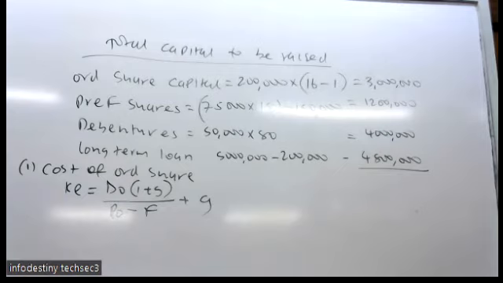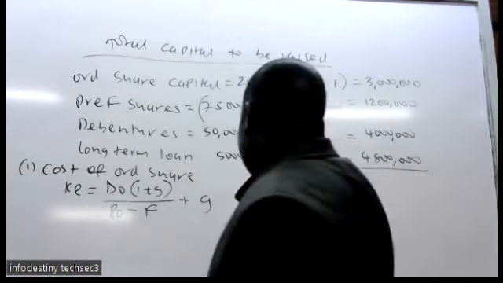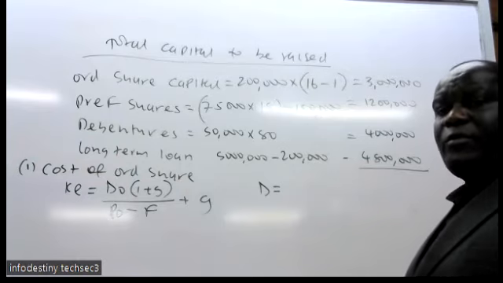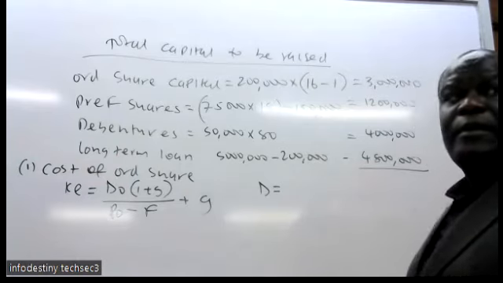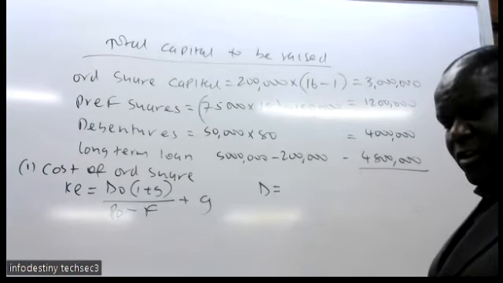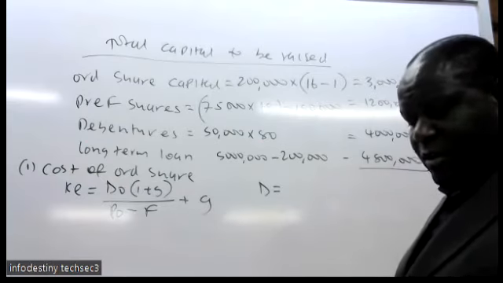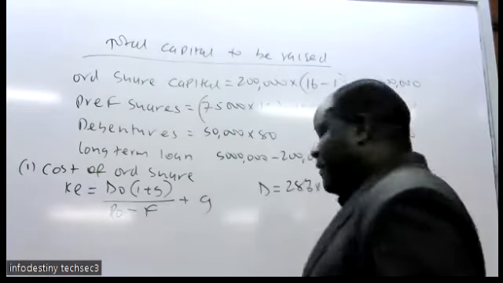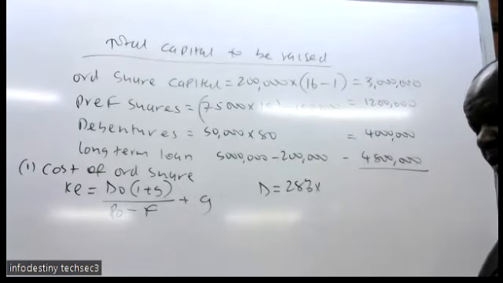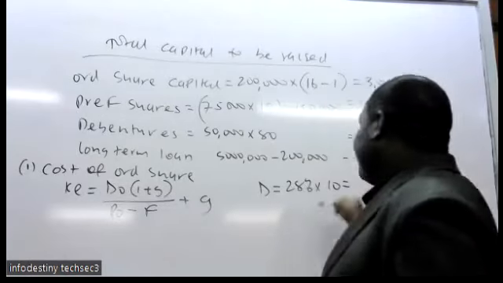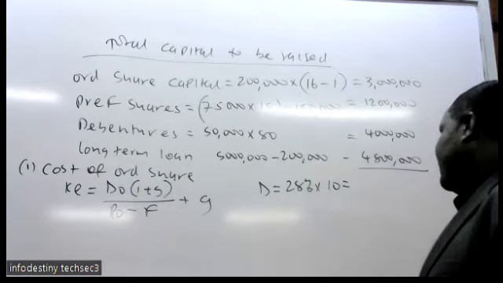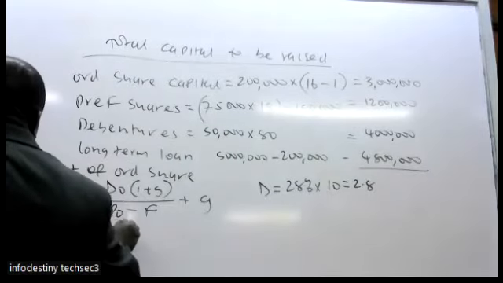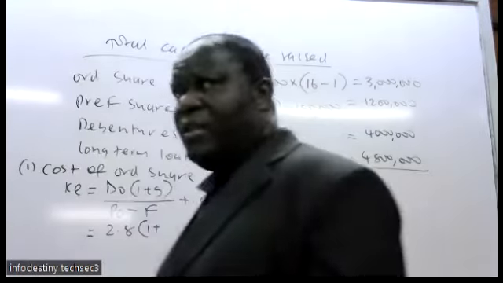To compute the dividend, the dividend is normally calculated on the par value. In the additional information, note 1, the company paid a dividend of 28% of the par value. The par value in note number 1 is how much? 10. So that gives us 2.8. So now for our Ke, you take 2.8 times (1 plus g).